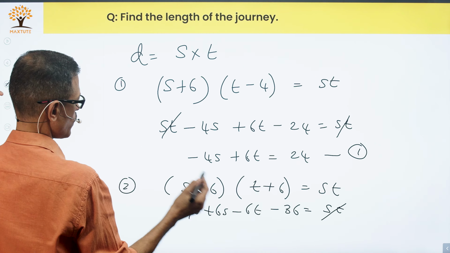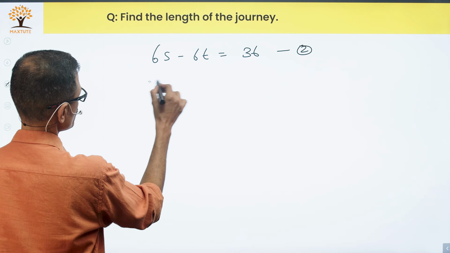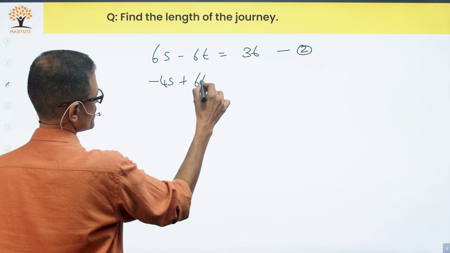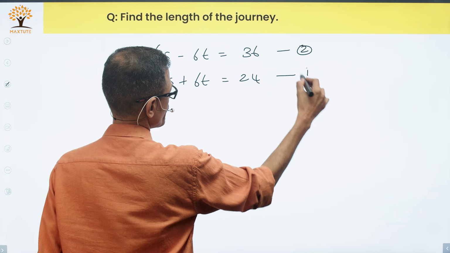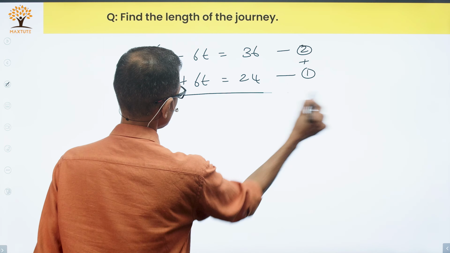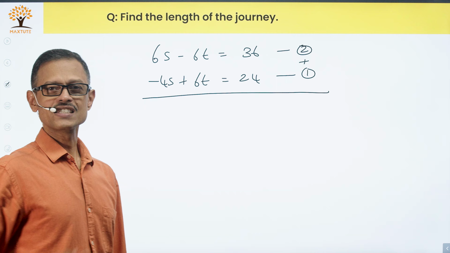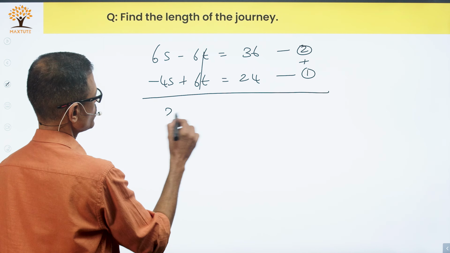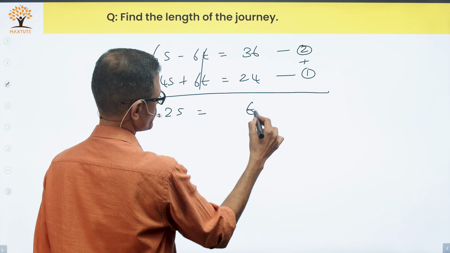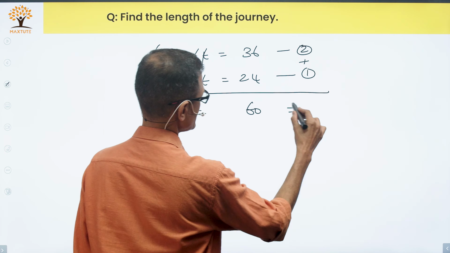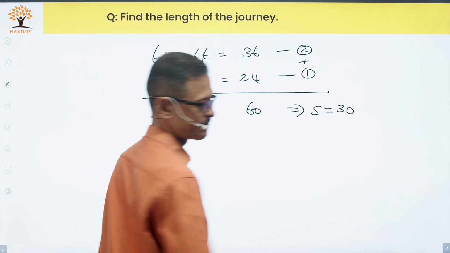Let's write equation 1 beneath it, which is minus 4s plus 6t is equal to 24. Add the two equations. Why am I doing that? Minus 6t and plus 6t will get cancelled. So we are left with 2s is equal to the summation of these two, which is 60, translating to s is equal to 30.